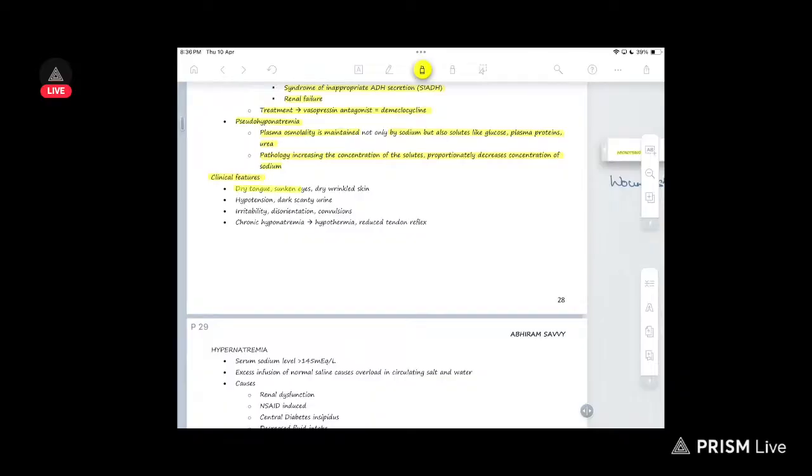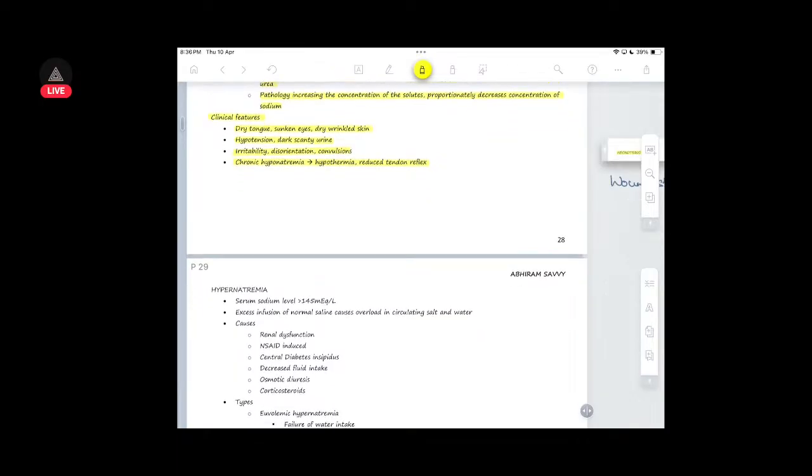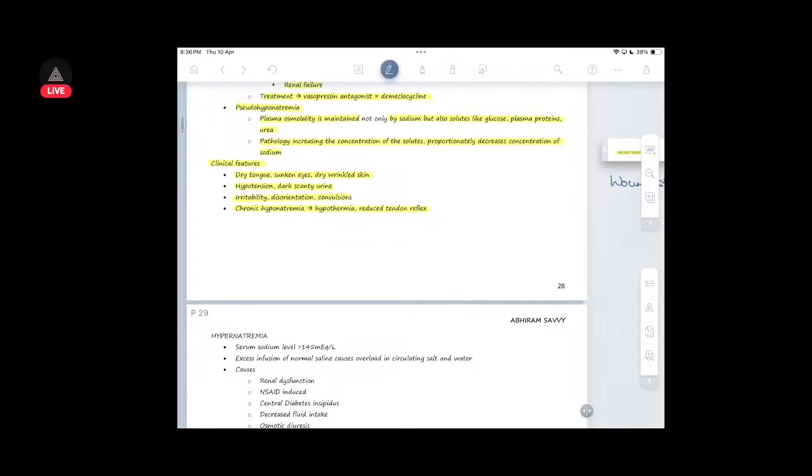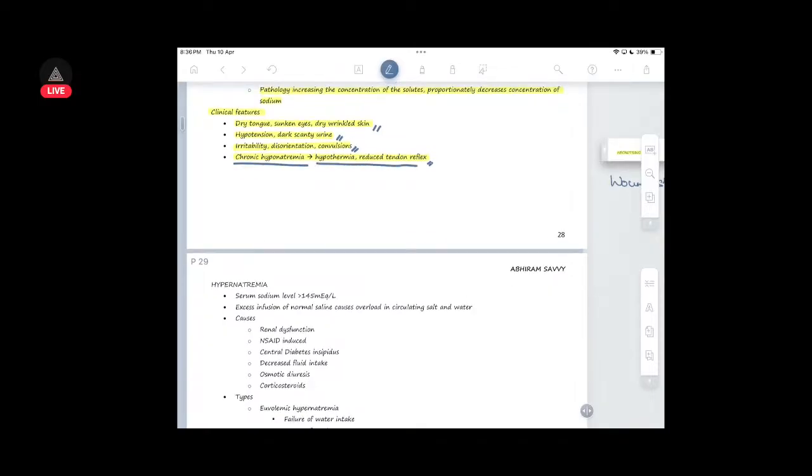Pathology increases the concentration of solute, which proportionally decreases the concentration of sodium. Clinical features are dry tongue, sunken eyes, dry wrinkled skin, hypotension, dark scanty urine, irritability, disorientation, convulsions. Chronic hyponatremia gives hypothermia and reduced tendon reflexes.